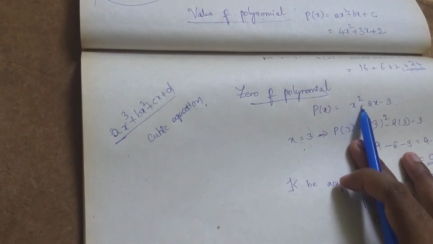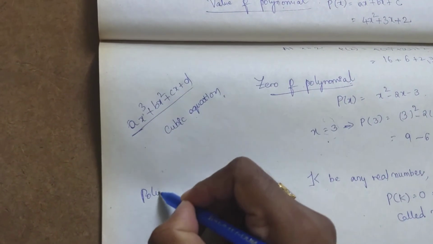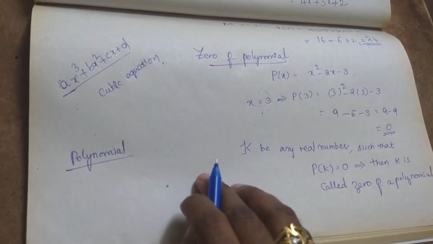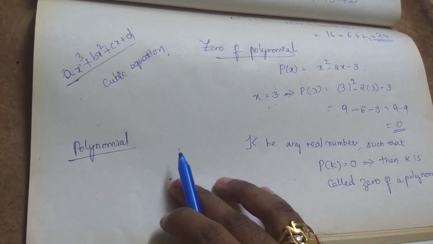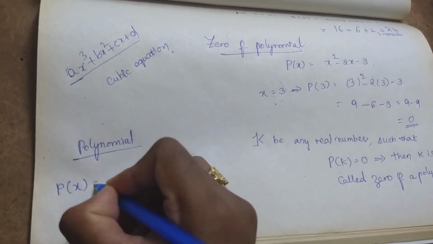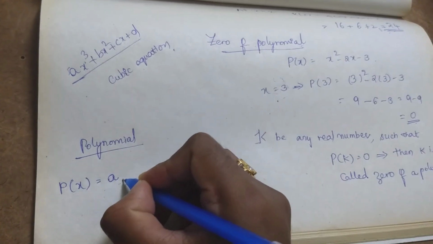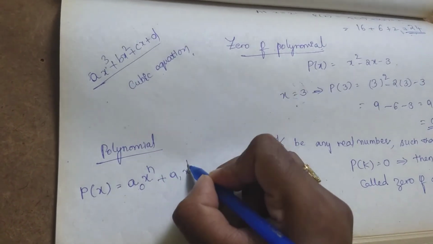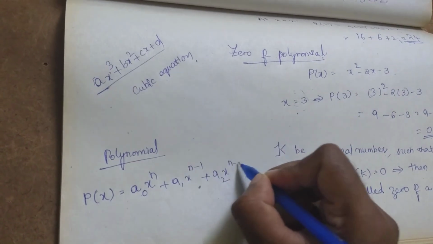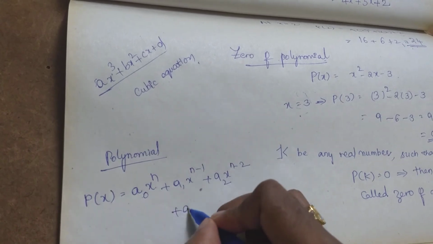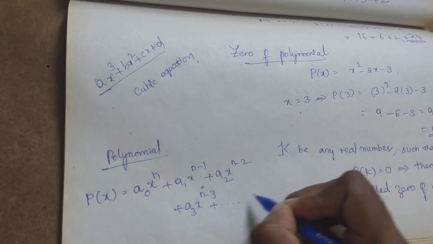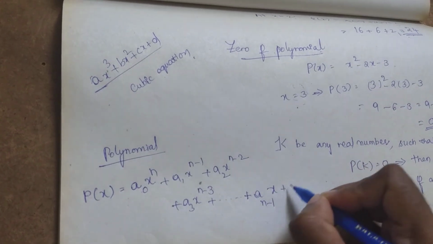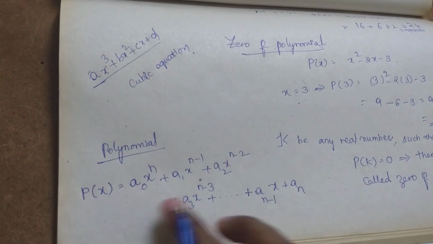So generally, the general notation of a polynomial can be expressed as p of x equals a naught x power n plus a1 x power n minus 1 plus a2 x power n minus 2 plus a3 x power n minus 3, and it continues on till a n minus 1 x plus a n. Clear? This is the general notation of a polynomial.